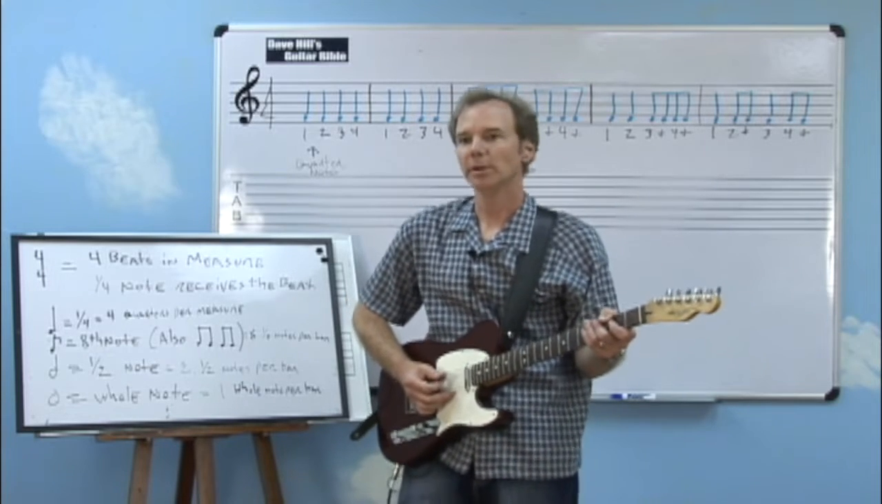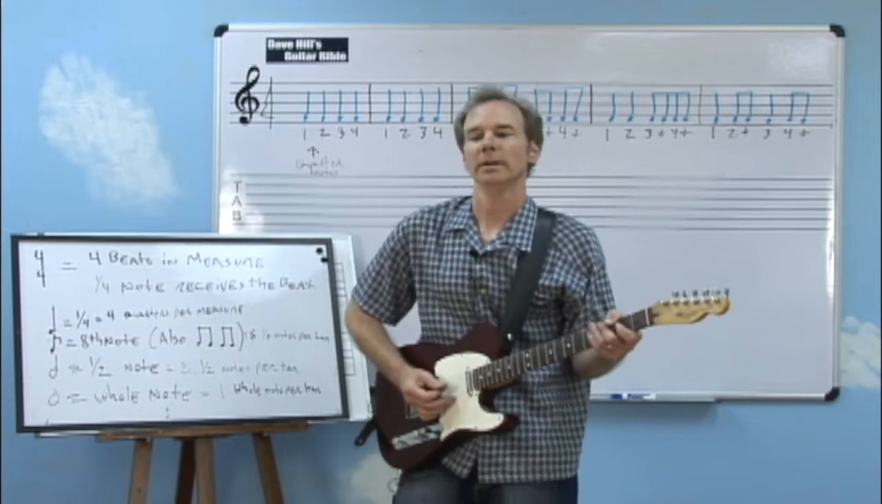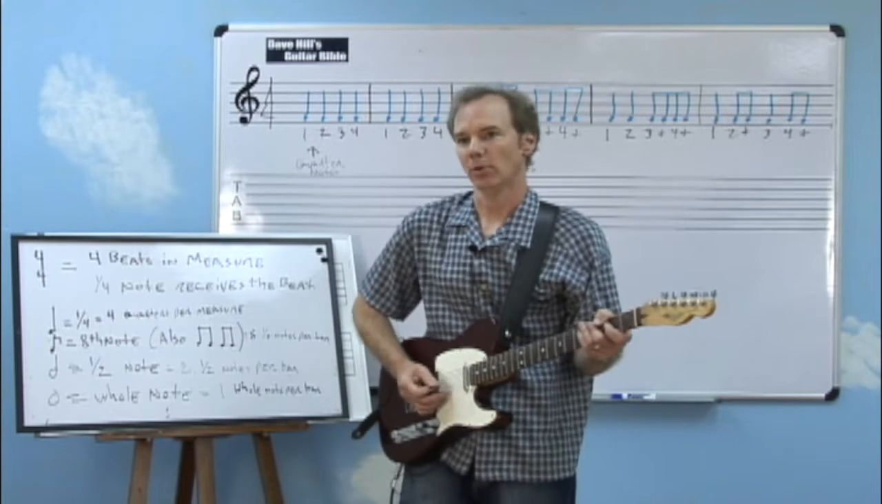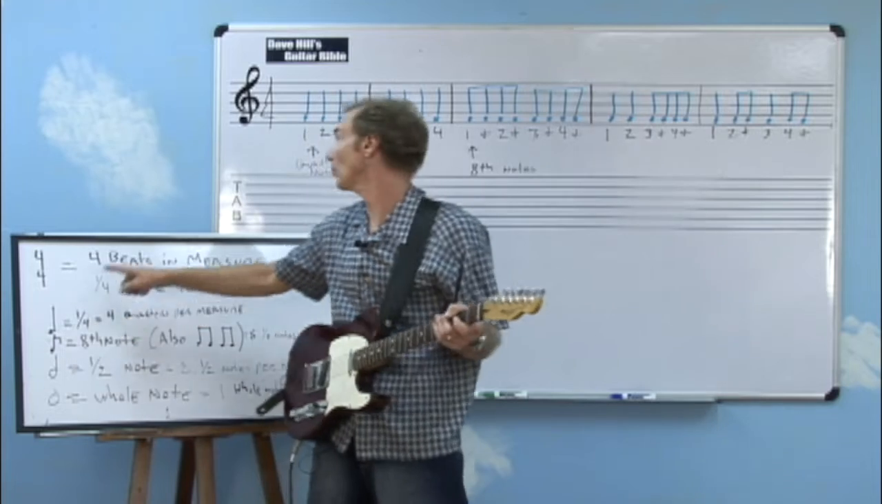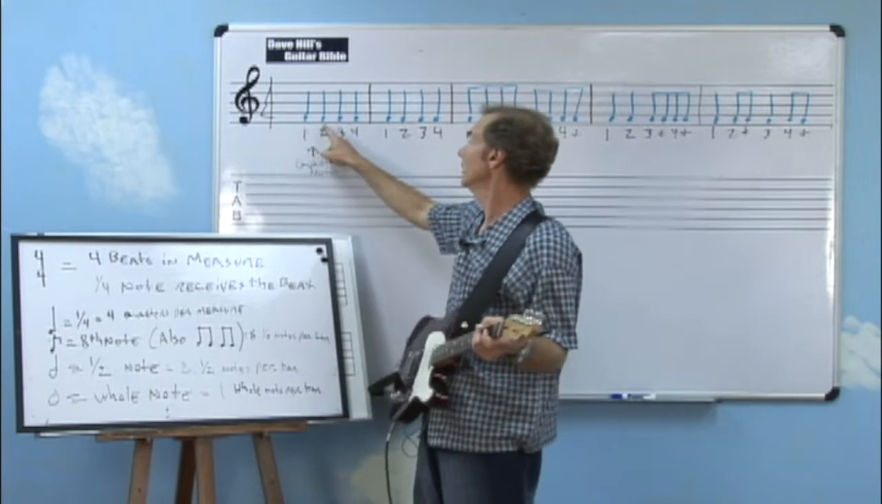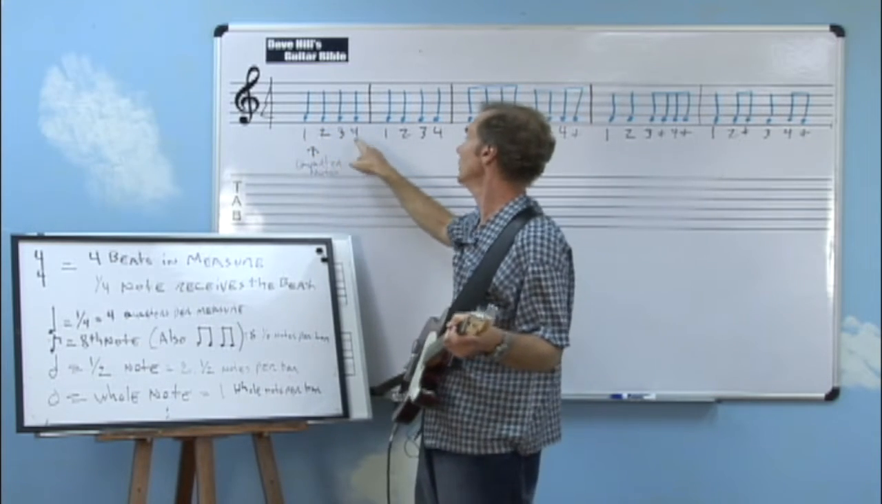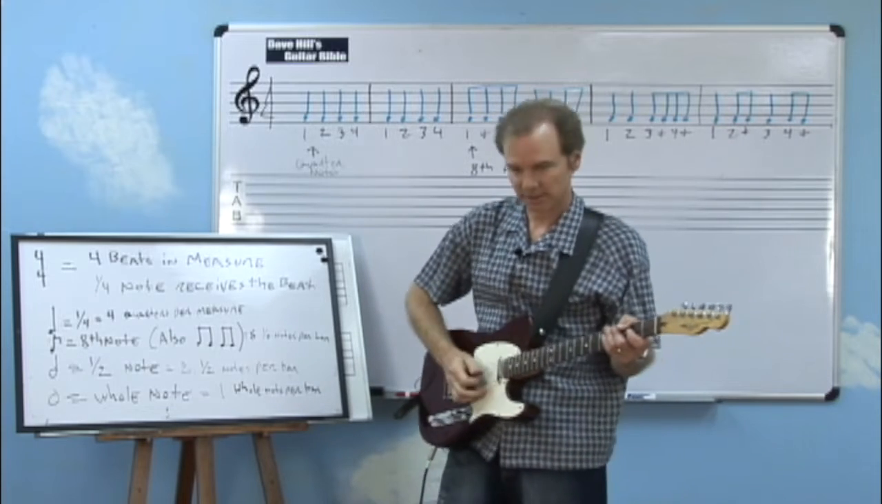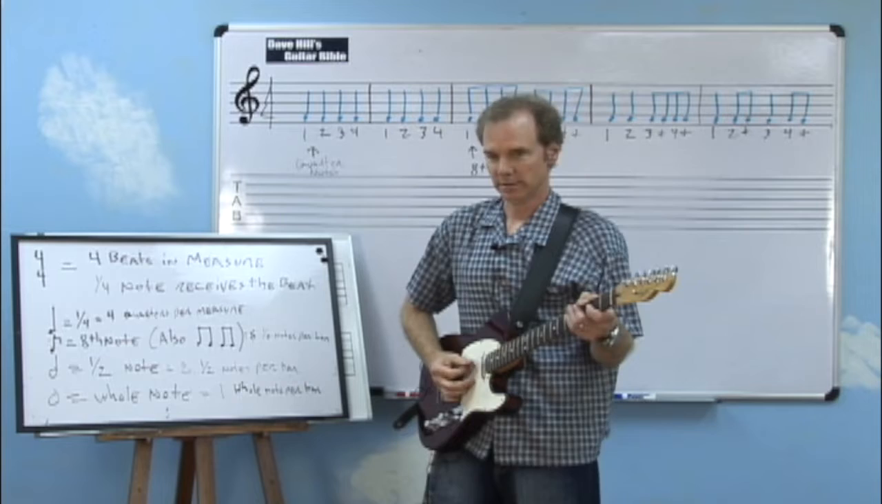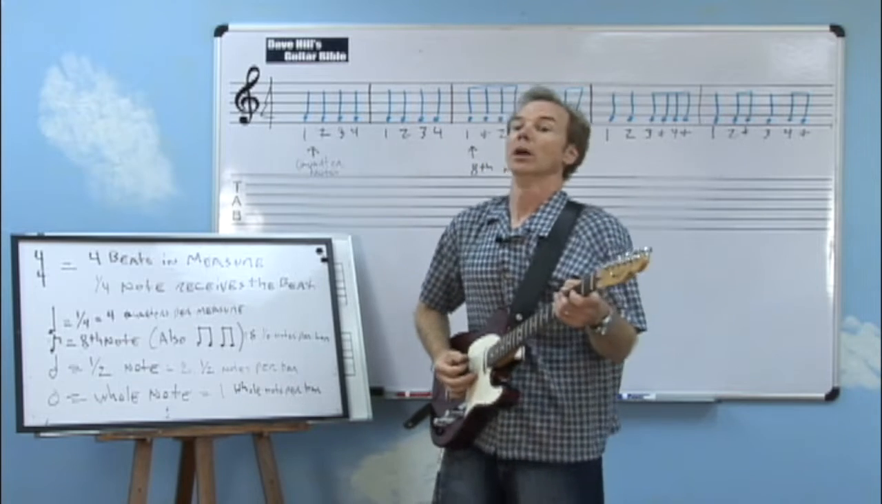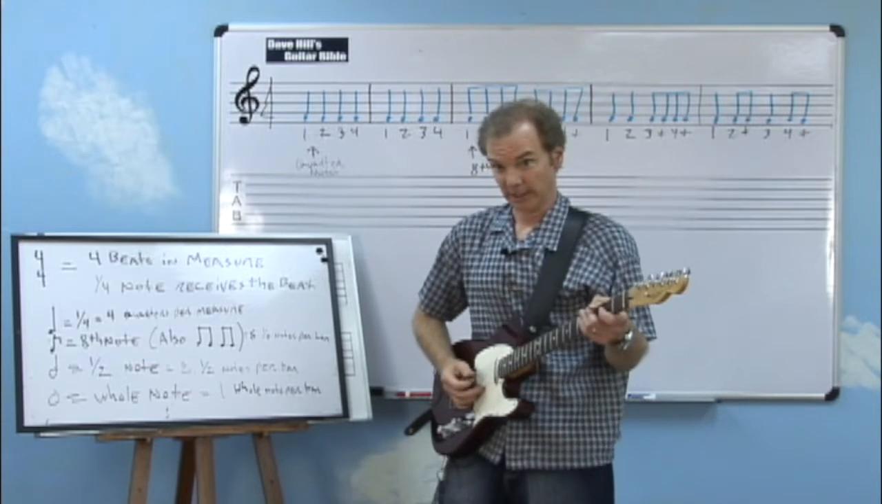1, 2, 3, 4. 1, 2, 3, 4. So there would be 4 of these notes per bar of 4/4 time, and that's what I've got written right here. Counted 1, 2, 3, 4. 1, 2, 3, 4.